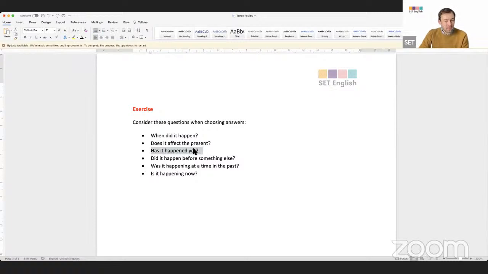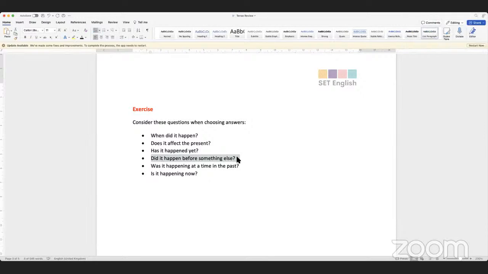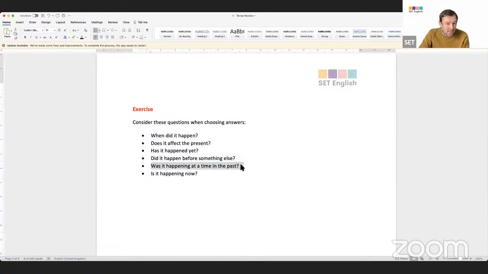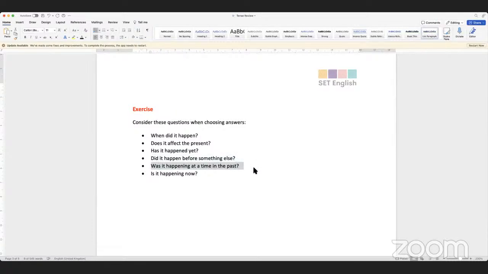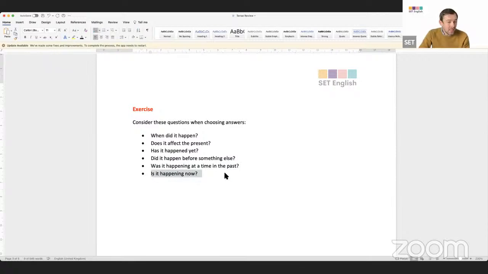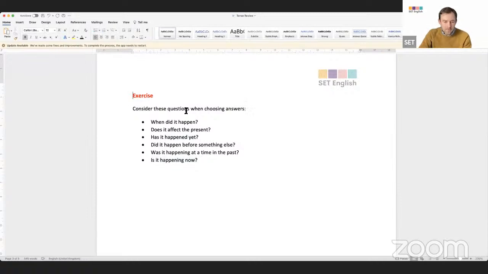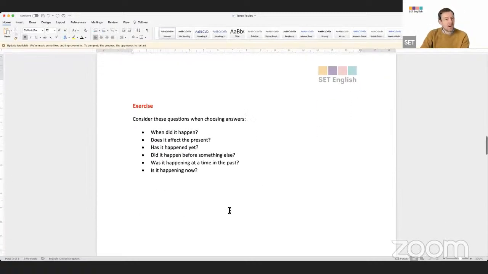Has it happened yet? Again, present perfect could be. Did it happen before something else? What would that be? Past perfect. Yeah. Was it happening at a time in the past? What would that be? Past continuous. Is it happening now? What would that be? Present continuous.